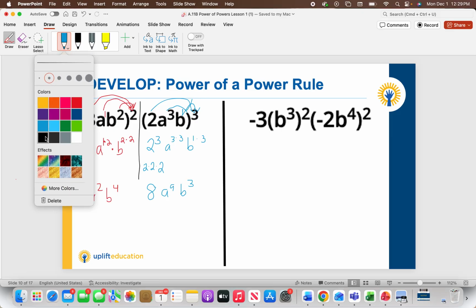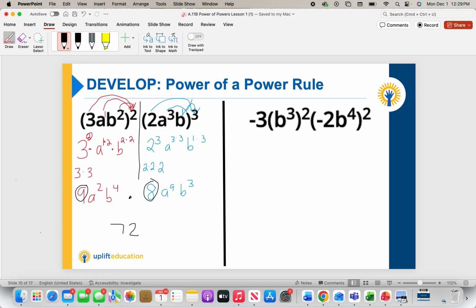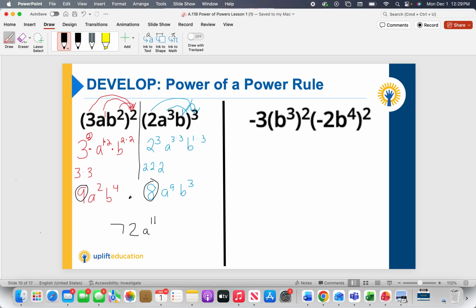Now we can do our final answer. We're first going to start with our constants. And 9 times 8 is 72. Next, we're going to add our exponents because there's no power or exponent in the parentheses to separate. So 2 plus 9 is 11. And then last but not least, 4 plus 3 equals 7.